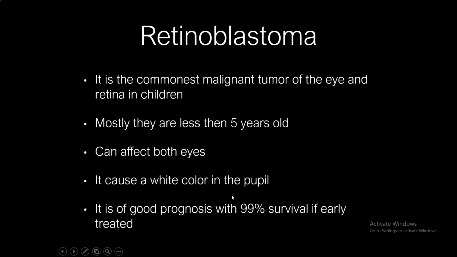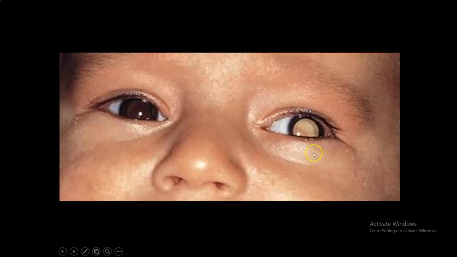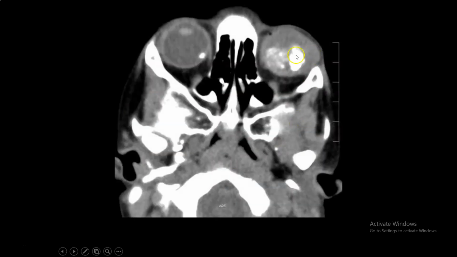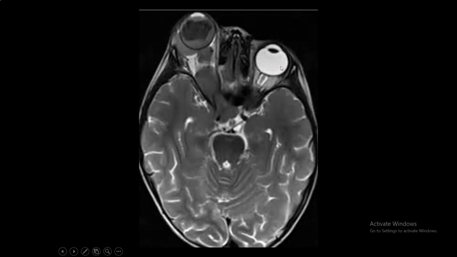So this is what we call white color in the pupil. Retinoblastoma. This is the picture. Look, it is inside the globe, or it is inside and outside the globe.